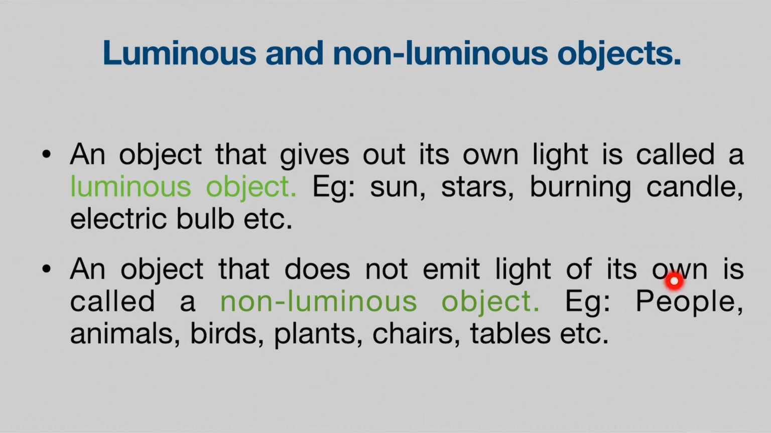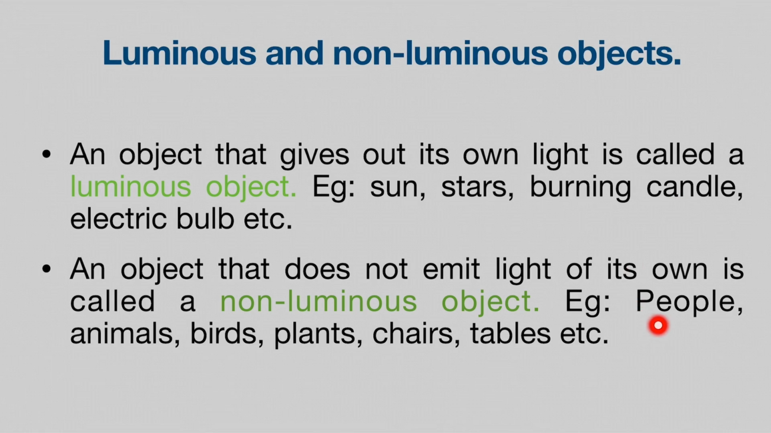So what is this page telling us? It tells us that any object that has its own light, we will call a luminous object. For example, the sun has its own light, right? So that's why we will call it a luminous object. For example, again, a burning candle. A burning candle also has its own light. That's why we will call it a luminous object.